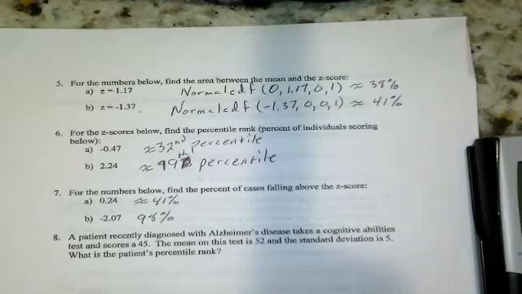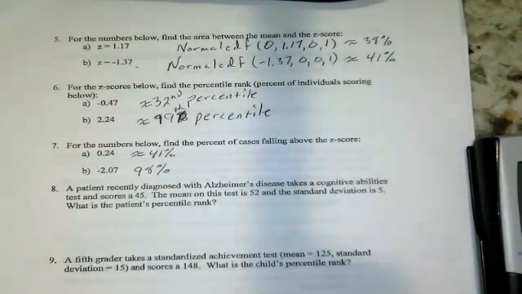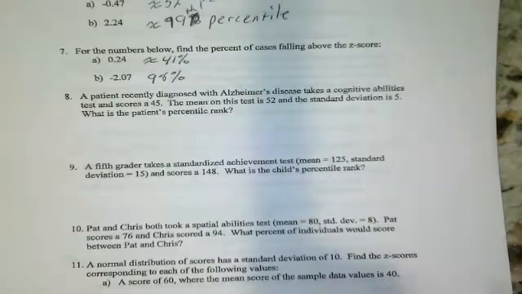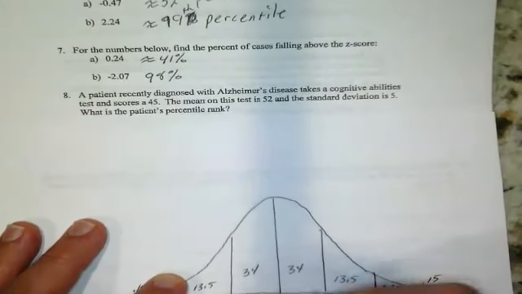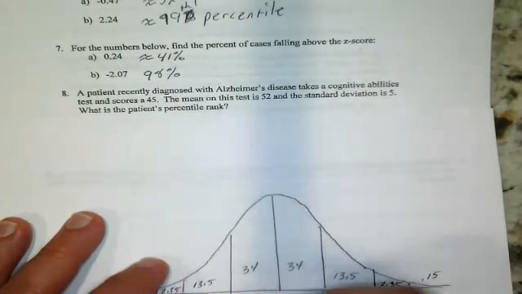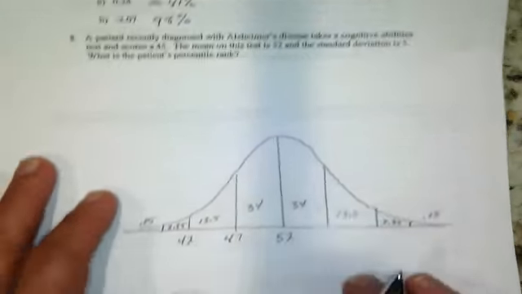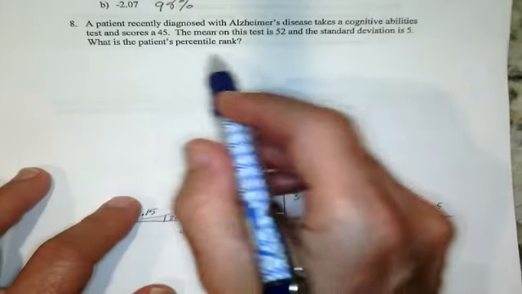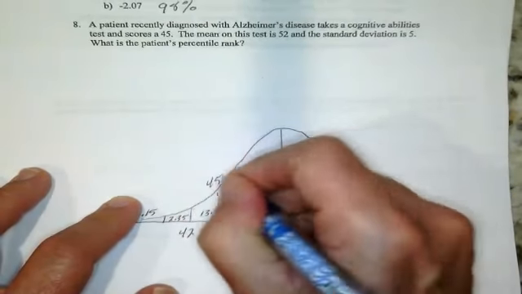Okay, here we go. Let's get a new graph going on here. We have a patient diagnosed with Alzheimer's, with cognitive abilities. The mean is 52 and the standard deviation is 5. So going down below is 47 and 42. What is the patient's percentile rank? We're looking at 45, which is about right here.